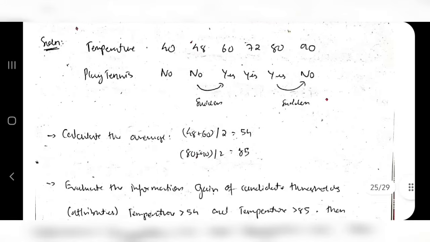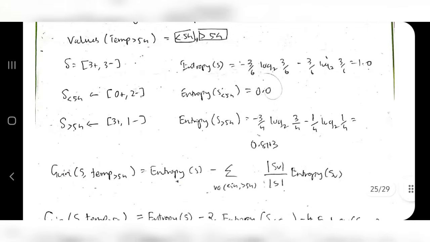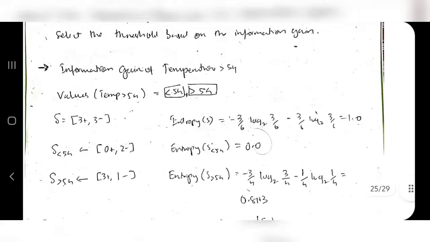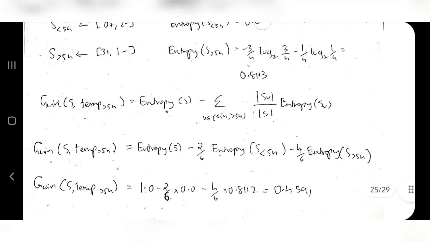For the whole table, there are yes, yes, yes, and no, no, no. Three no's are there, three yes's are there. That entropy is written here. For less than 54, there is no yes but 2 no's, as you can find here. So we write that for less than 54, and for greater than 54 we write the same thing, just that these values should be substituted in the final answer.